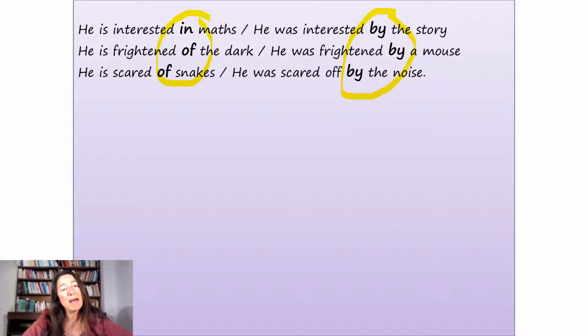He's interested in math. He was interested by the story. He's frightened of the dark. He was frightened by a mouse. He's scared of snakes. He was scared off by the noise. So what's the difference between the cases in which we use the preposition by and the cases in which we use another preposition?